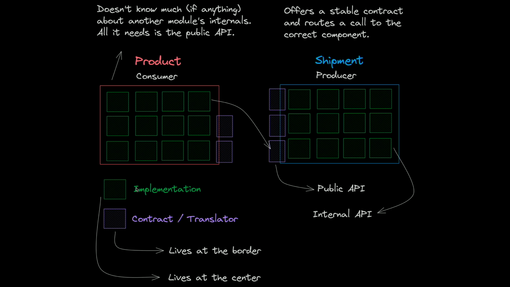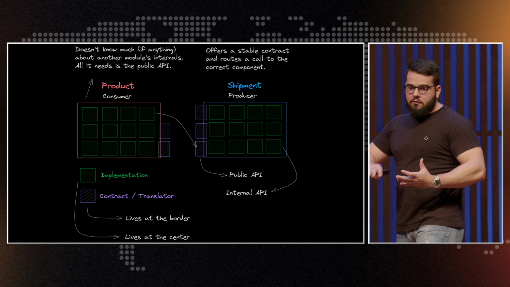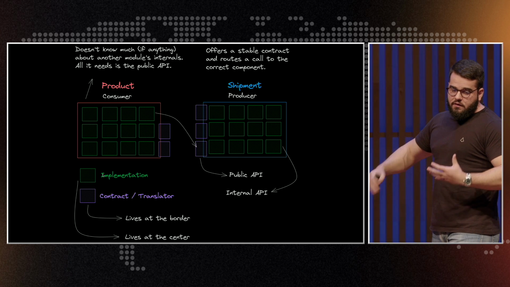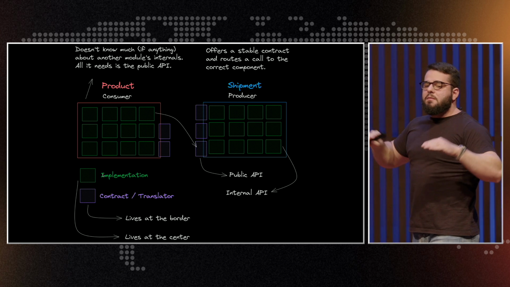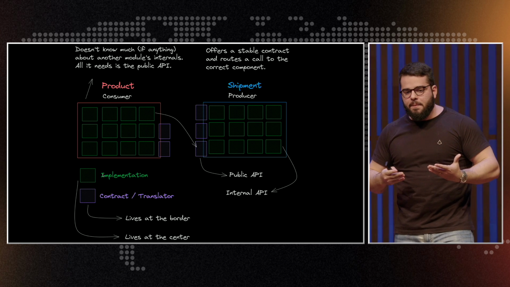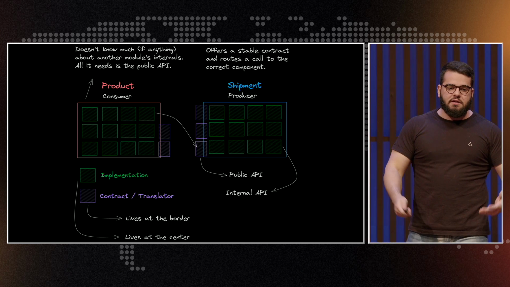So if we imagine each component as a square, the way I like to think about that is you have a square. You have a box. You define whether that is a black box or a white box, whether the internal implementation is going to be known by other boxes or not. The way I like to think about that is you have the center of the box, which is your internal API, and at the border you have your public API, which is just like Stripe.